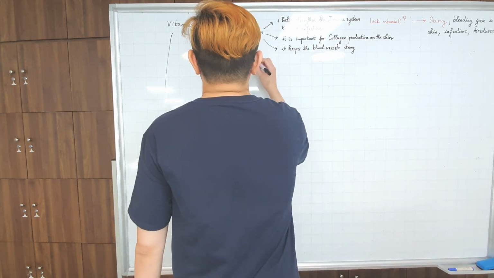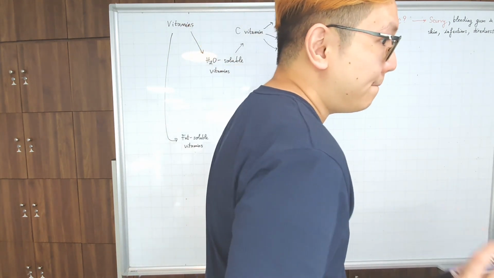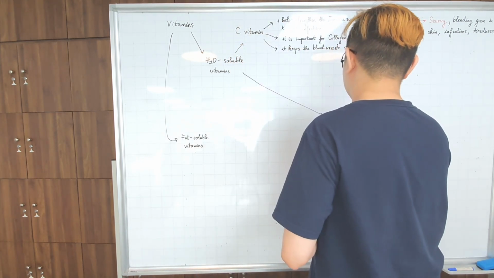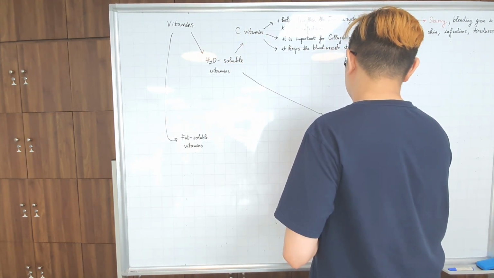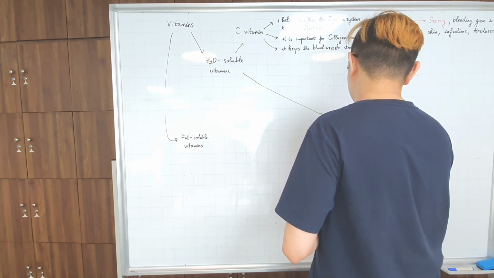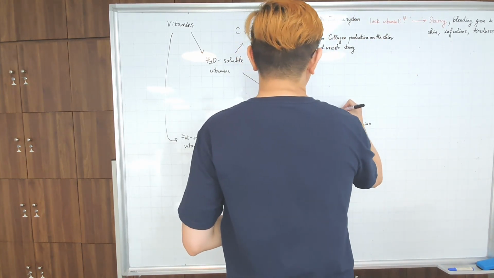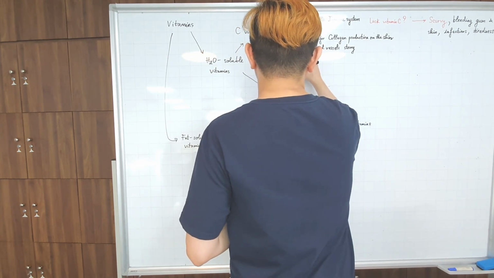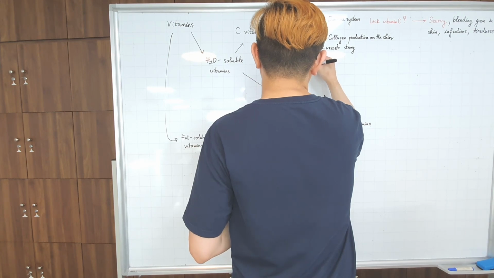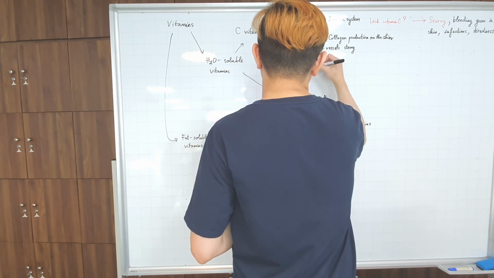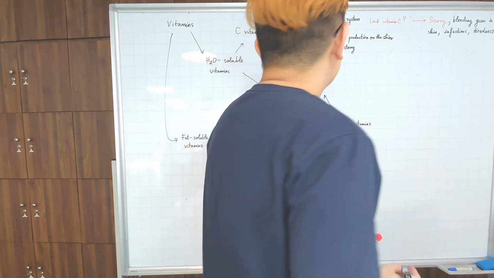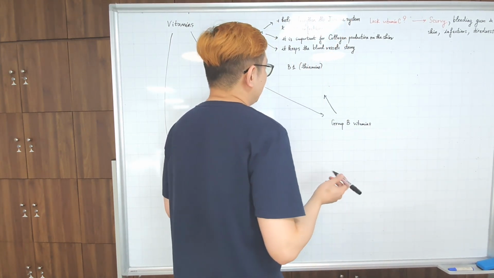Now, so water soluble vitamins, you also have group B vitamin, vitamin nhóm B. Group B vitamins, so you have B1, vitamin B1. B1, or we call thiamine. Thiamine, B1 vitamins.